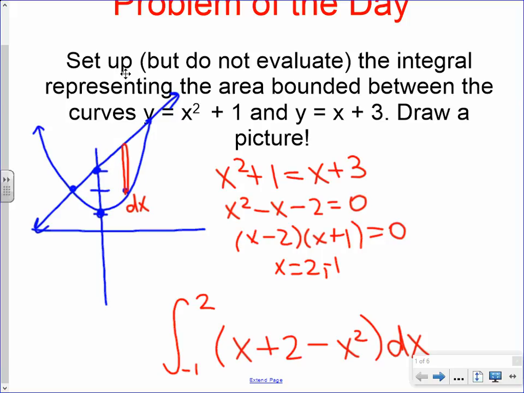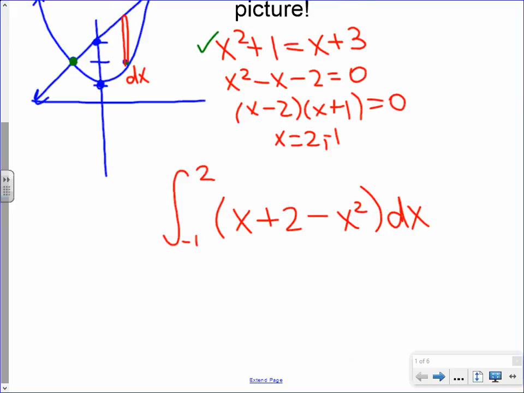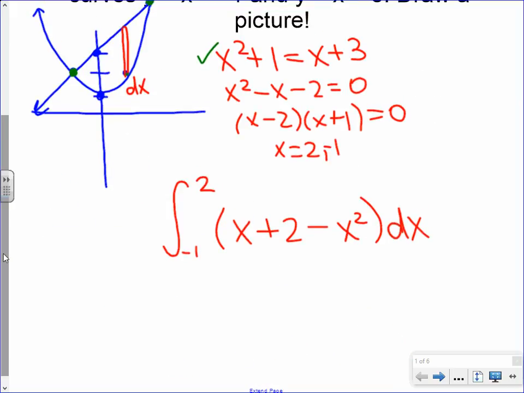Okay, so here is what you should have. First of all, you have your picture with your line and parabola. You then need to draw on your rectangle, recognizing that our rectangle has thickness dx. We have 2 points of intersection, which you find by setting the 2 equations equal. We get 2 and -1 as our points of intersection. So our integral to represent the area is the integral from -1 to 2 of our top function, x plus 2, minus our bottom function, x squared.